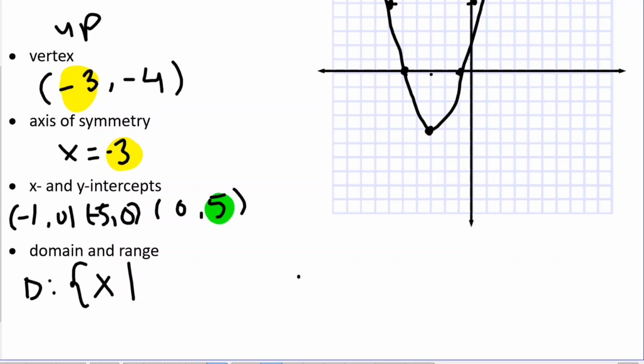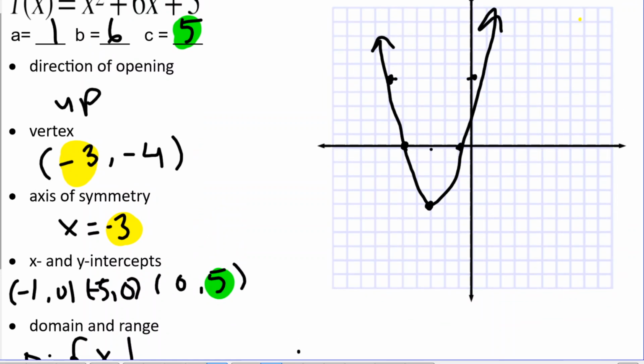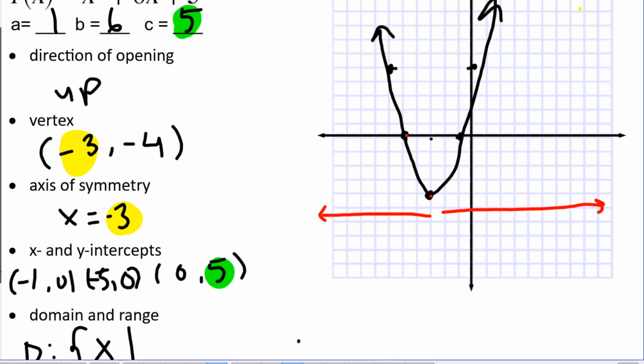Well, in this case, if I'm looking at this graph, yes, I have points at negative 3 and negative 5 and negative 6. But as my graph continues up, my graph is going to continue left forever and ever. There's nothing stopping this graph. And same thing on the right side of my vertex. As it continues up to the right, it's also going to keep going outwards to the right.